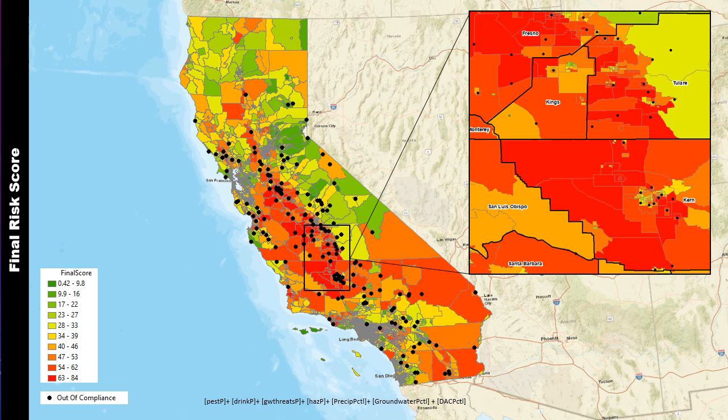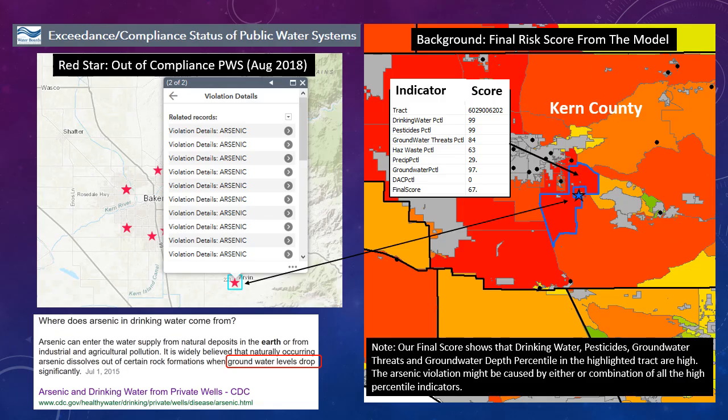This county would make a great example to further investigate vulnerabilities because public water systems in this county have been out of compliance for various issues in the past. Kern County is also vulnerable to different risks, including agriculture runoff, wildfires, oil waste dumping, and drought. The red stars on the left figure are all the out-of-compliance public water systems.